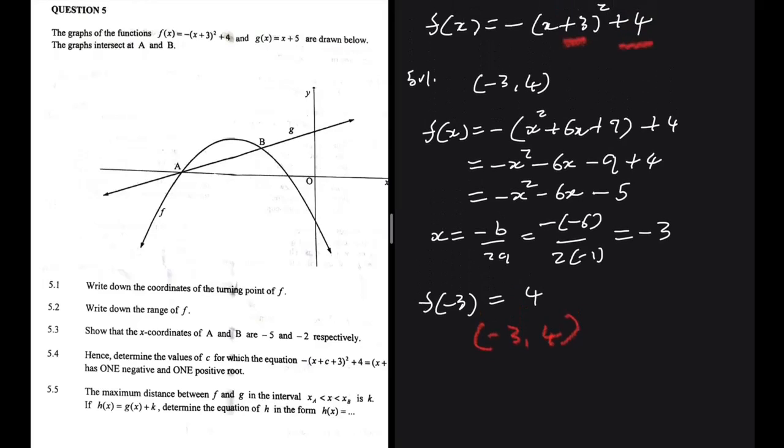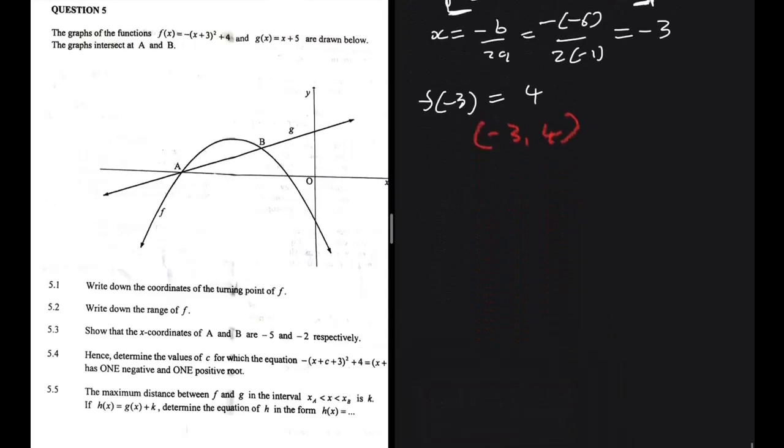But this is the equation of f of x, right? We're going to need this equation as time goes. So let's just keep it there because we're gonna need it soon, right?